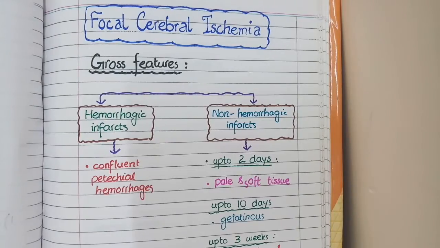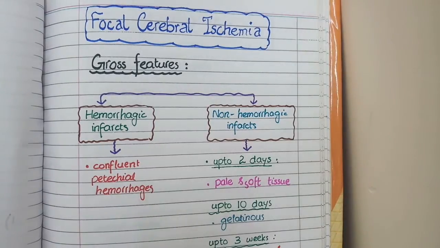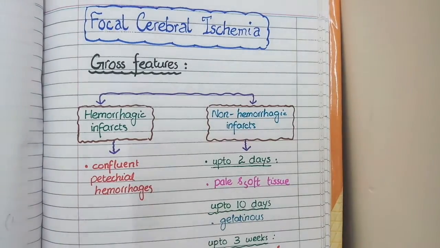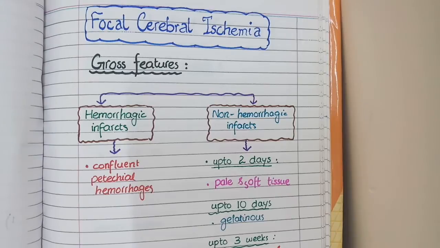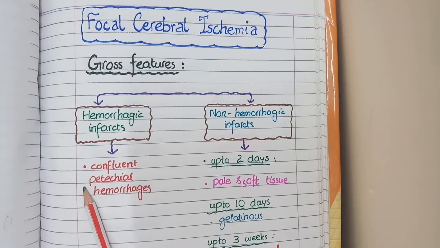Now we will study the pathological features of focal cerebral ischemia, which appears in the form of transient ischemic attack or strokes. Now grossly, focal cerebral ischemia is in either one of these two forms, that are hemorrhagic infarcts or hemorrhagic strokes and non-hemorrhagic infarcts or non-hemorrhagic strokes. In hemorrhagic infarcts, there is appearance of hemorrhages on the surfaces of affected regions of brain. So on gross specimen you see confluent petechial hemorrhages on the surface of brain.